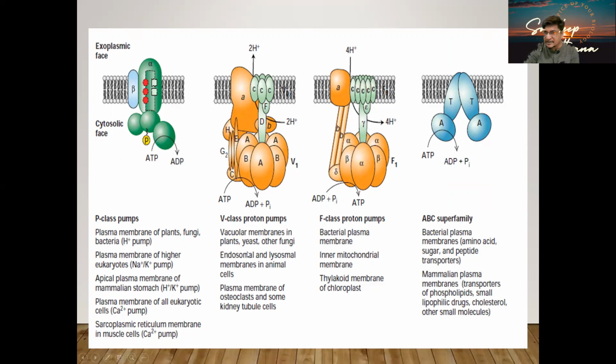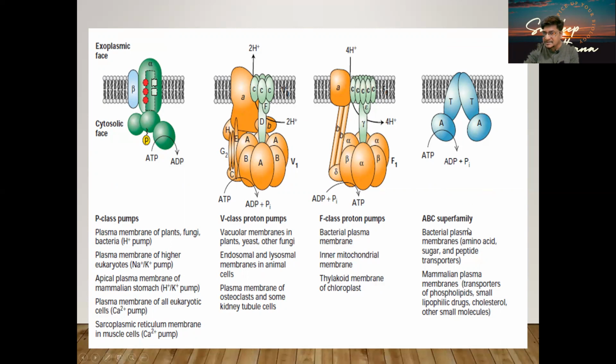So this is found in the lysosome and endosomes in the animal cell, and this is also found in the osteoclast and the kidney tubule cells. Then we have the F class of pump. This is again a very, very important protein because it is involved in the synthesis of ATP. This is a kind of ATP synthase which can be present on the bacterial plasma membrane, or it could be the inner membrane of the mitochondria. Then we have the thylakoid membrane of the chloroplast.